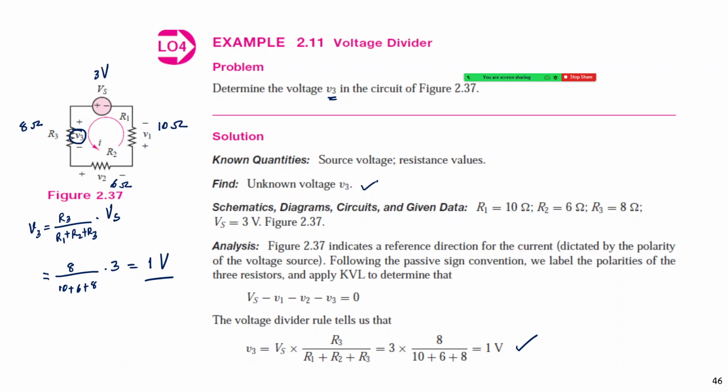We can compute V3 in another way, right? We can just find out how much current flows first, and then multiply the total current with this resistance, and you will also get 1 volt. So you can check this understanding by computing with Ohm's law.